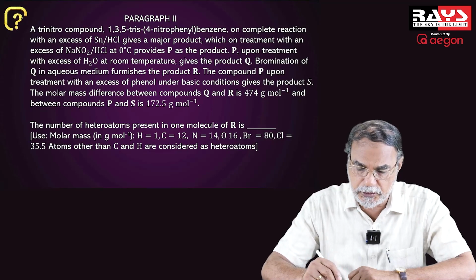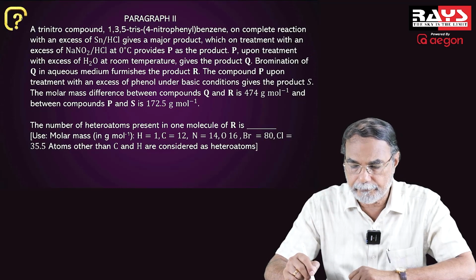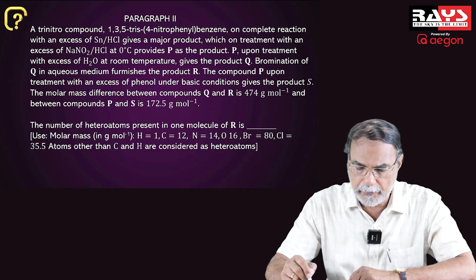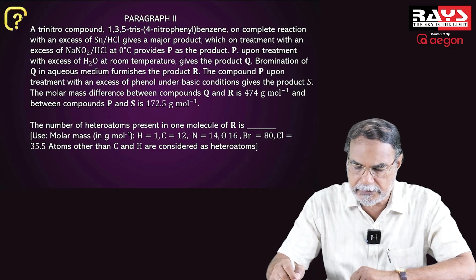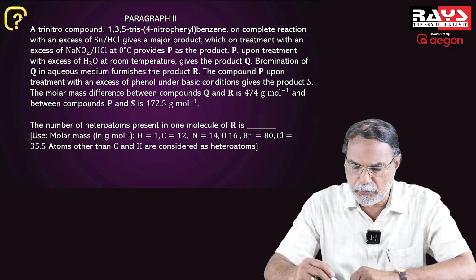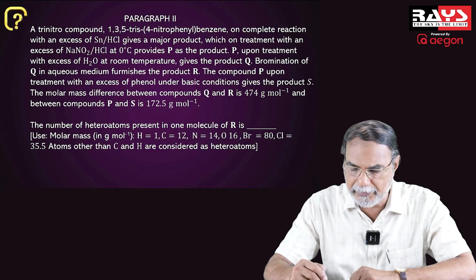Bromination of Q in aqueous medium furnishes the product R. The compound P upon treatment with an excess of phenol under basic conditions gives the product S. The molar mass difference between the compounds Q and R is 474 gram per mole, and between compounds P and S is 172.5 gram per mole.